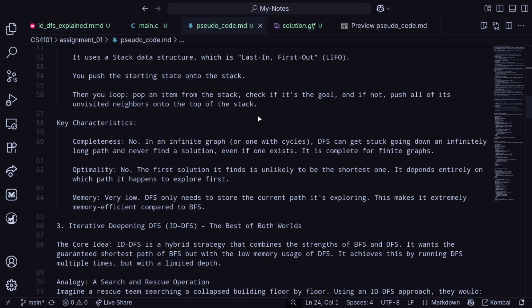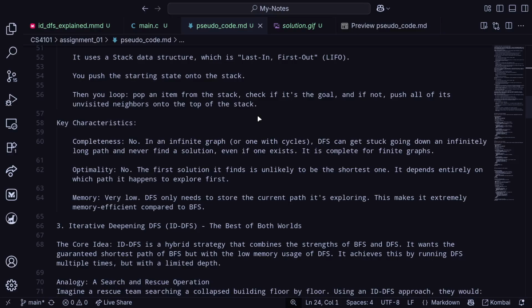Completeness: no, in an infinite graph or one with many cycles. Cycles mean connected nodes that cycle back to one particular node. DFS can get stuck going down an infinitely long path and never find a solution, even if one exists. Remember, this is very difficult for cyclic graphs. One more point is that it's complete for finite graphs.